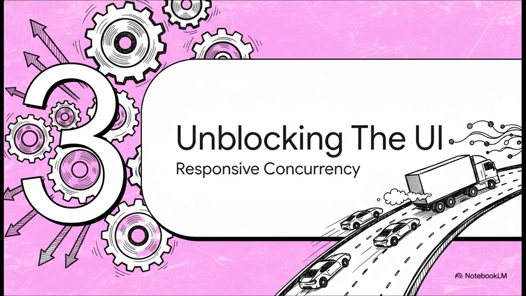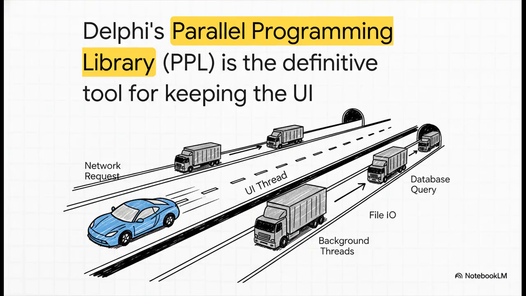Okay, so our rendering is blazing fast now, but we need to make sure our own code doesn't become that slow-moving truck on our main thread highway, and this is all about concurrency. And Delphi gives us the perfect tool for the job, the Parallel Programming Library, or PPL for short. This is your absolute best weapon for sending all those heavy tasks, like network requests or processing files, off to background threads.